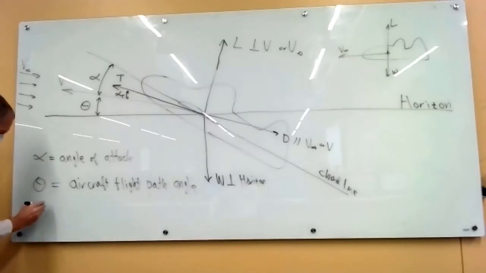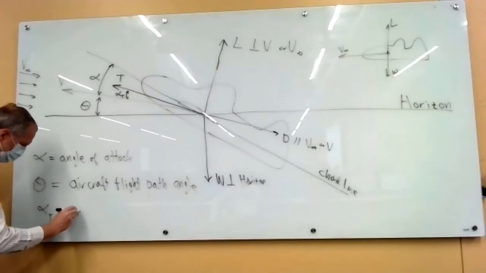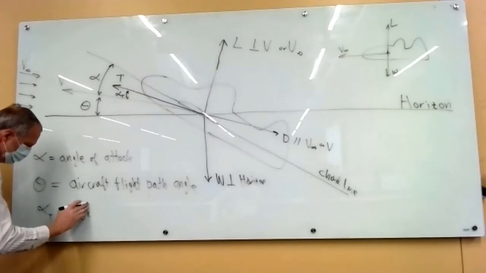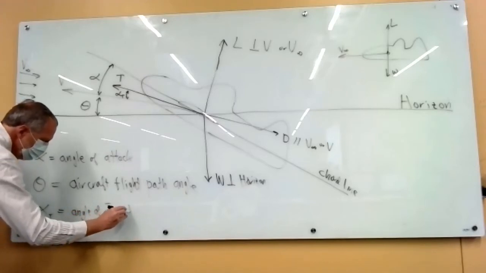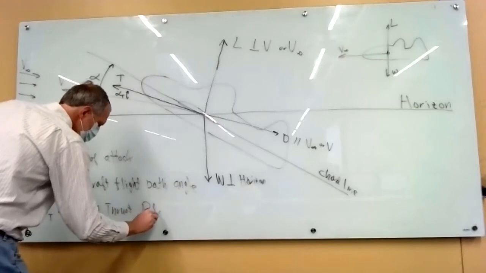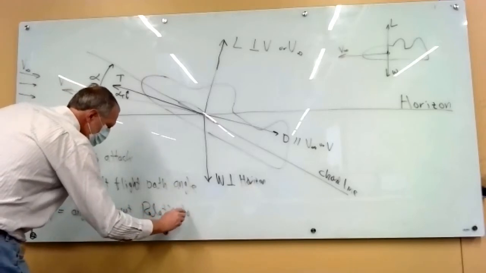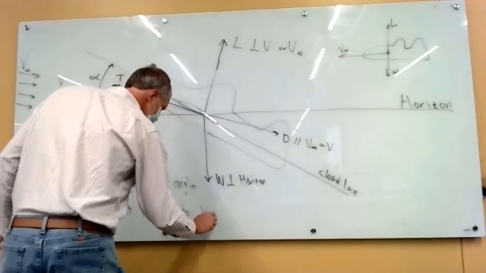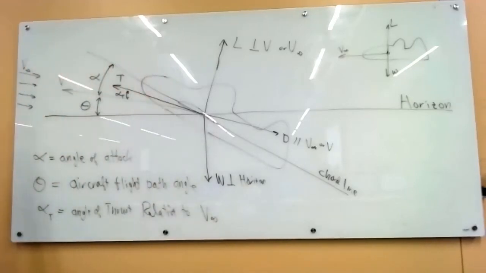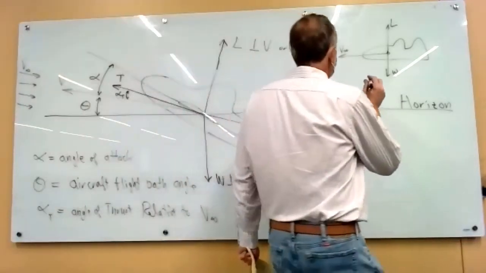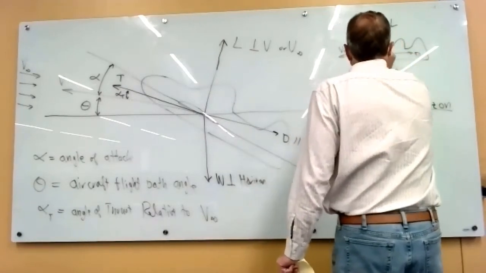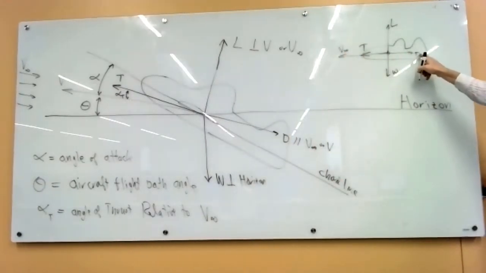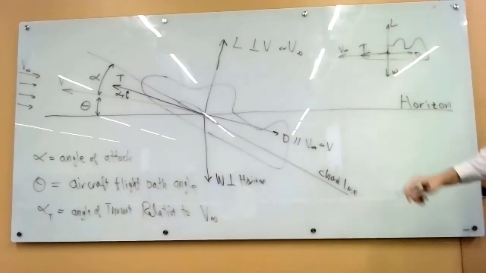So let's list it here. Alpha T is the angle of the thrust relative to V infinity. And again, that makes sense if you consider cruise, because typically if you're in cruise, you want the thrust to counteract exactly the drag. You don't necessarily want any thrust to help lift the airplane because it's not efficient.